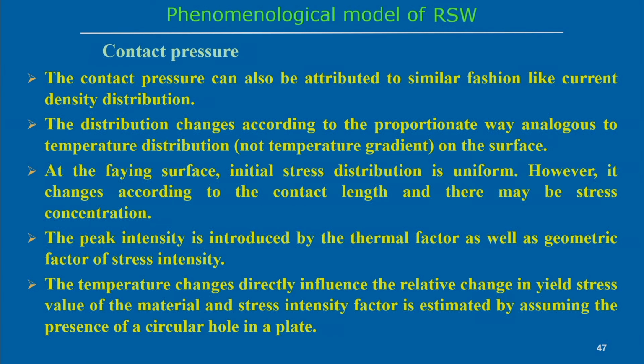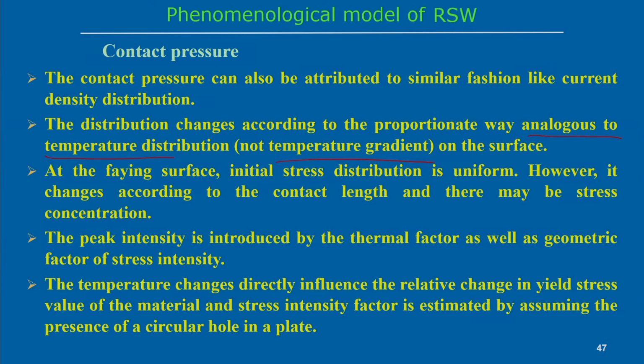Now, the contact pressure can also be attributed in a similar fashion to the current density distribution. In the same way, we can estimate the contact pressure, following a similar pattern. Therefore, the distribution changes in a proportionate way, analogous to the temperature distribution, but not the temperature gradient on the surface. Temperature gradient we consider in case of the deflection, but when looking into the contact pressure, we can assume it is simply a function of the temperature, not the temperature gradient.